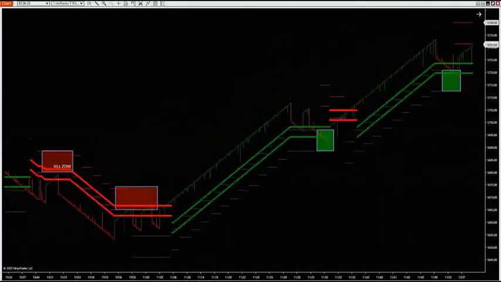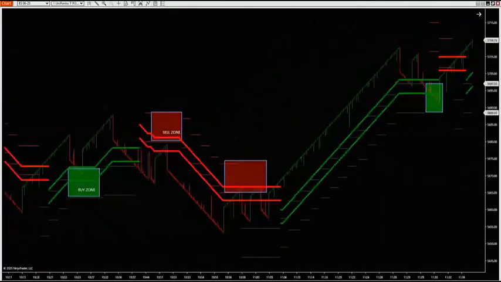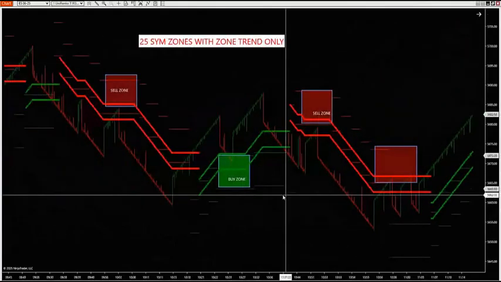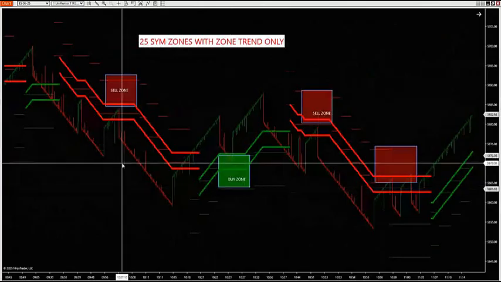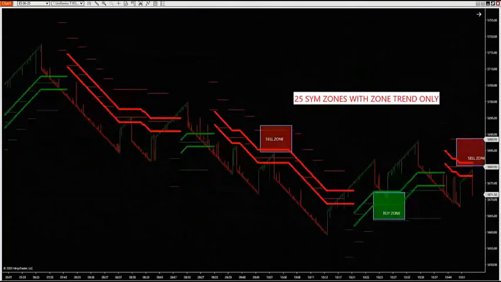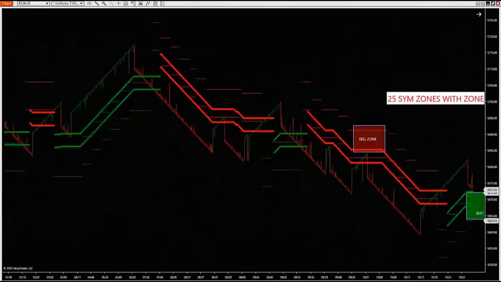In the morning, we had a couple sell zones. Sell zone there, sell zone there. There's our buy zone with trend, buy zone with trend, sell zone with trend. So you see what we're trying to do. We're trying to buy and sell retracements with overall trend direction.